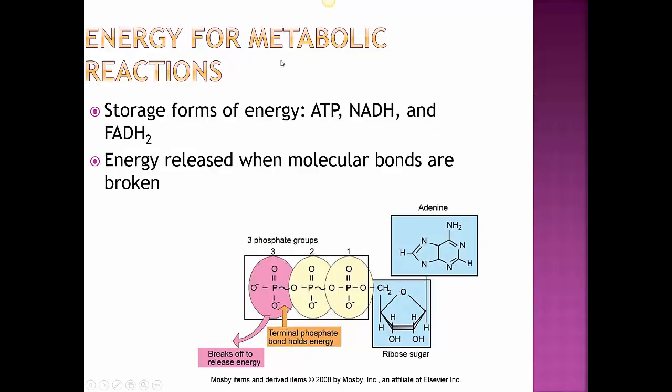When we look at energy for these metabolic reactions, ATP is the main thing that is used to make these occur. There are some other factors we can use too for metabolic reactions. There's something called NADH and FADH2, and a lot of times these are converted over into ATP. The main thing when we look at these molecular bonds and energy right here, adenosine triphosphate, is adenine right here, which you can remember is a function of nucleic acid.